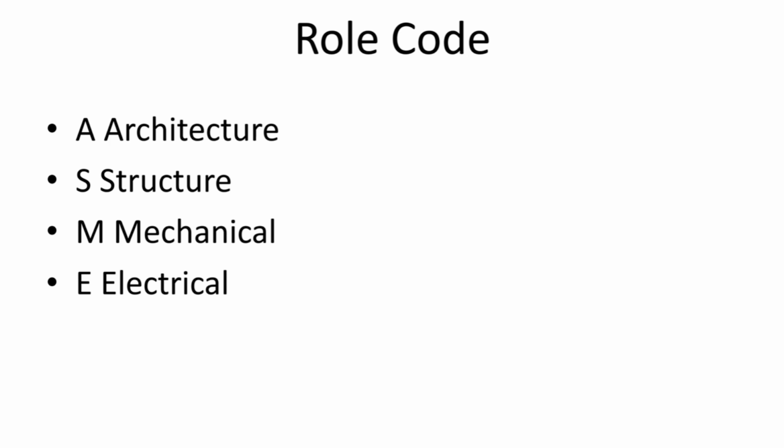Role code. The role code indicates the discipline responsible for the content. For example, if an architect has generated a file, he can use A. S can be used by a structural engineer and M for mechanical. This ensures clarity in multidisciplinary projects.